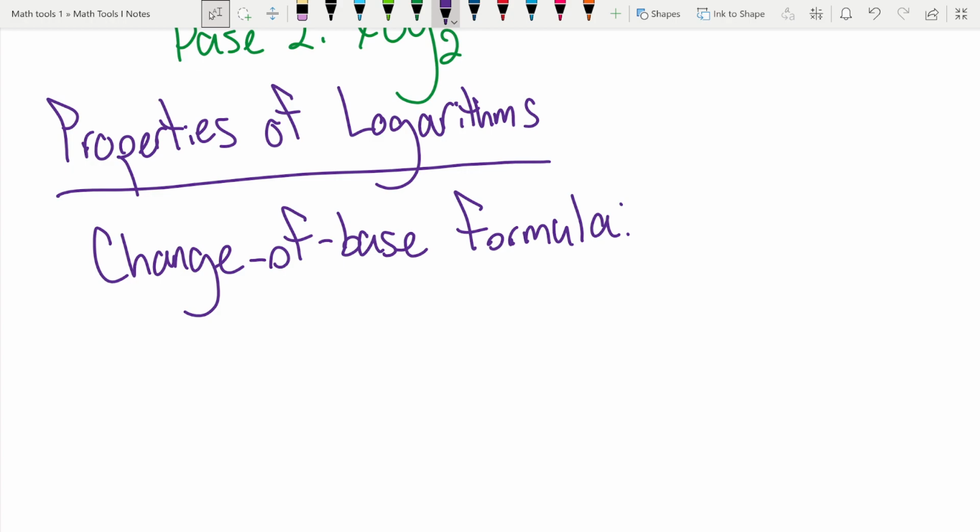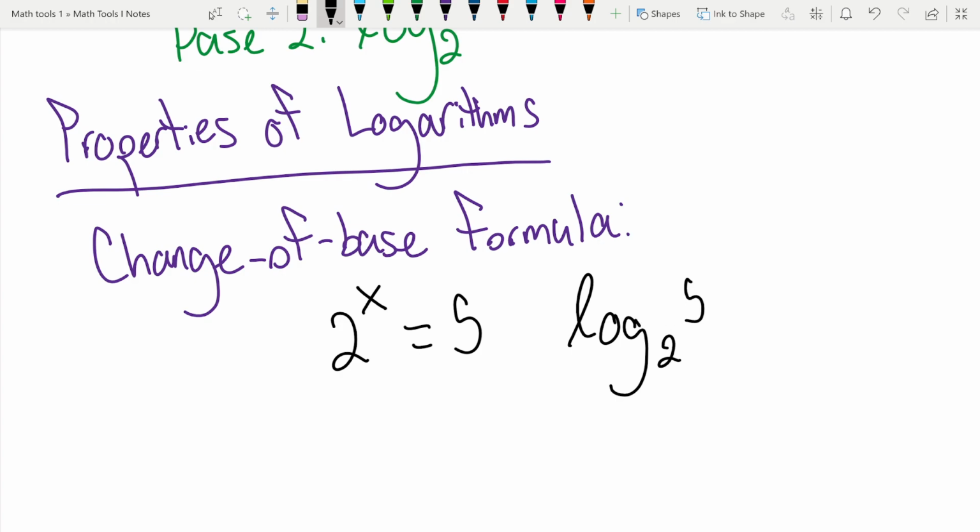First, before I get into what the actual formula is, let's revisit the initial question that we started this whole unit with, which was: if 2 to the x equals 5, then what is x? And we mentioned that we would need a logarithm to solve this. Specifically, this is going to be log base 2 of 5. But this still doesn't help us too much because we don't know how to solve this by hand.